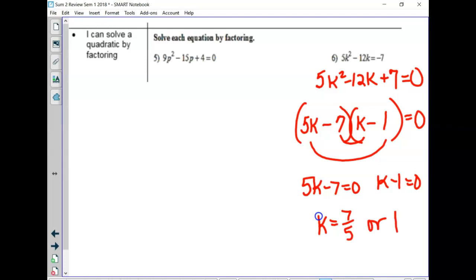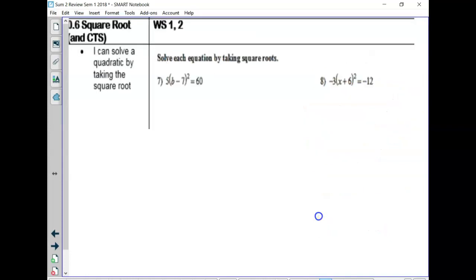Everybody's okay? Is that enough factoring? All right. Solve by square rooting. What's the big deal you got to do there first? Divide. Okay. Yeah, for this one, you would divide both sides by 5. So you'd have b minus 7 squared equals 12.